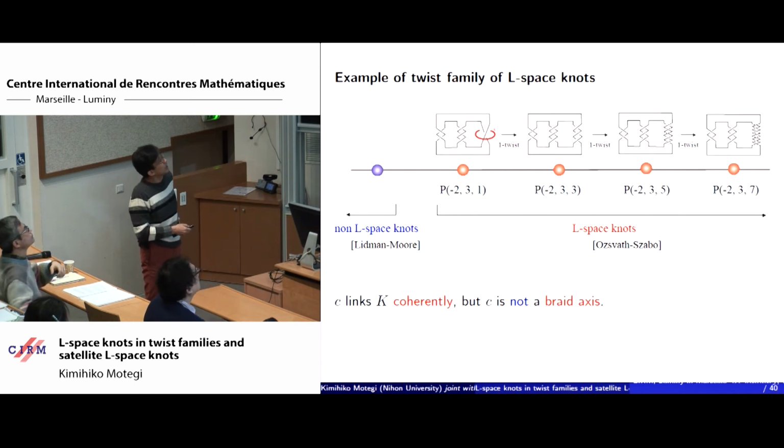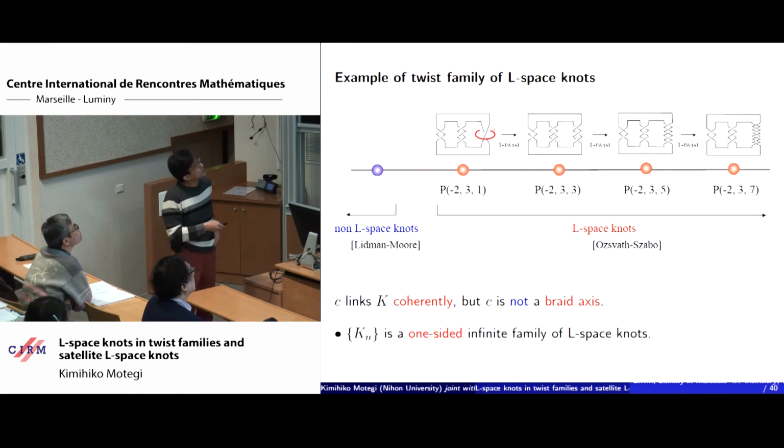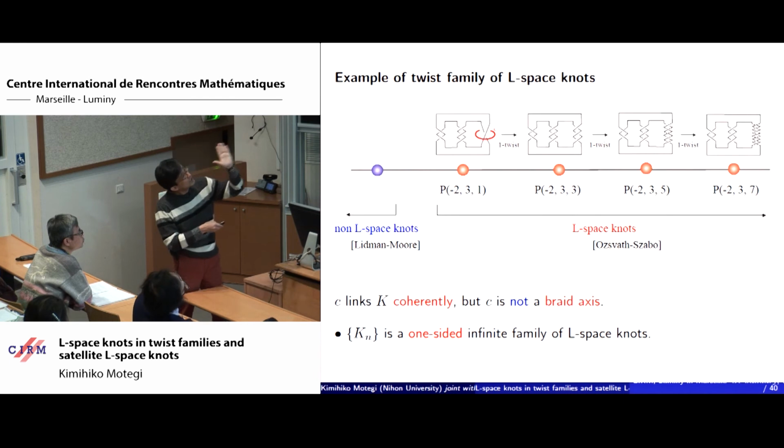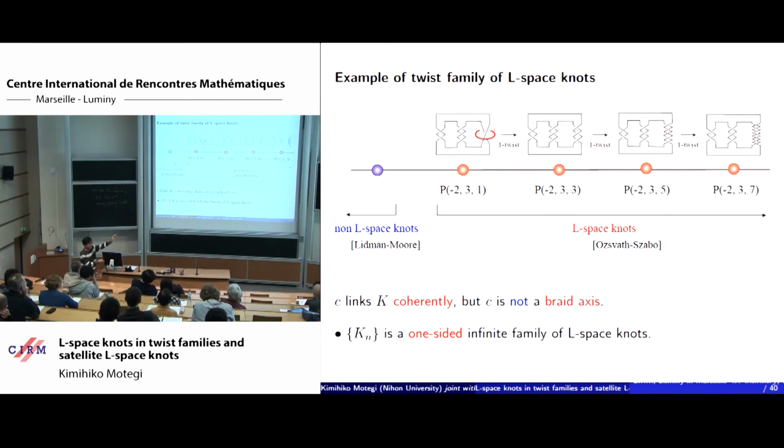Okay. So in some sense, we call such a family a one-sided infinite family of L-space knots, because on this side there are infinitely many L-space knots. However, on the other side, there are no L-space knots. So it is a one-sided infinite family of L-space knots.